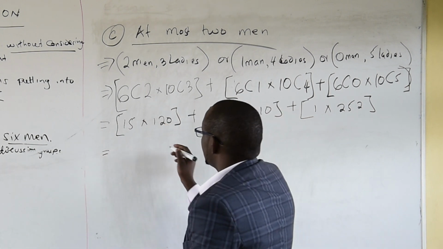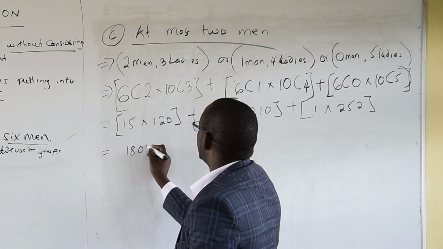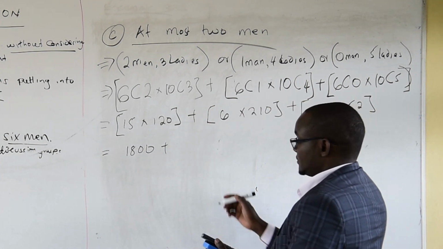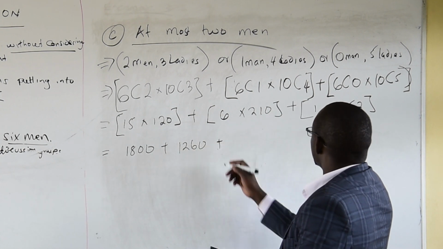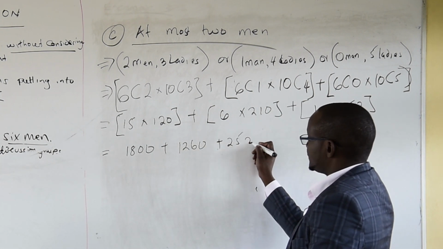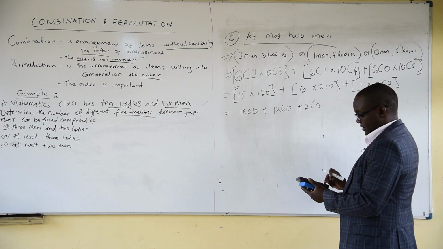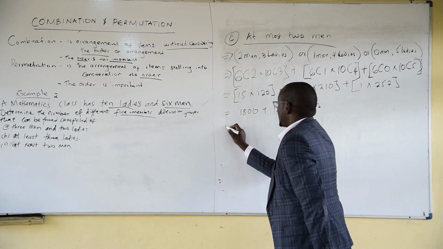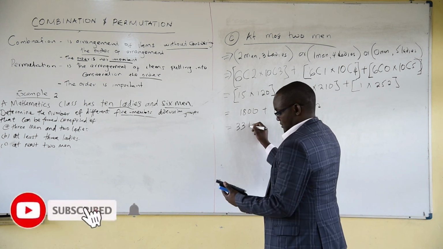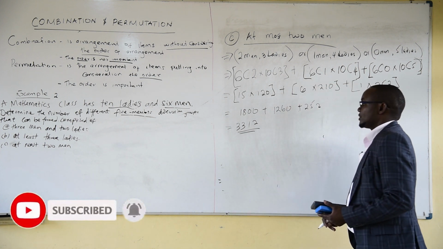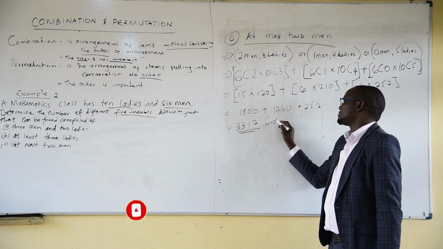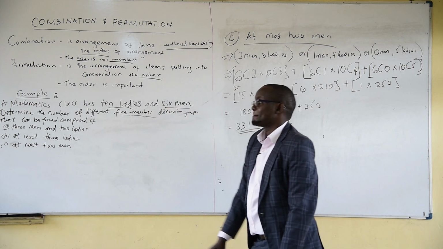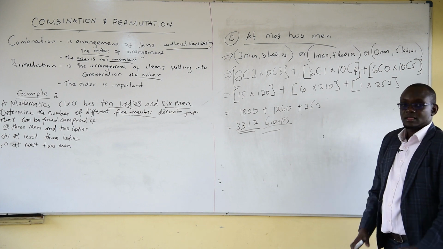So 15 times 120 gives you 1800. Plus 6 times 210 gives you 1260. Plus 252. So here we have 1260 plus 1800 plus 252. Our answer is 3312. So these are the possible groups that we can have that will contain at most 2 men. Thank you.